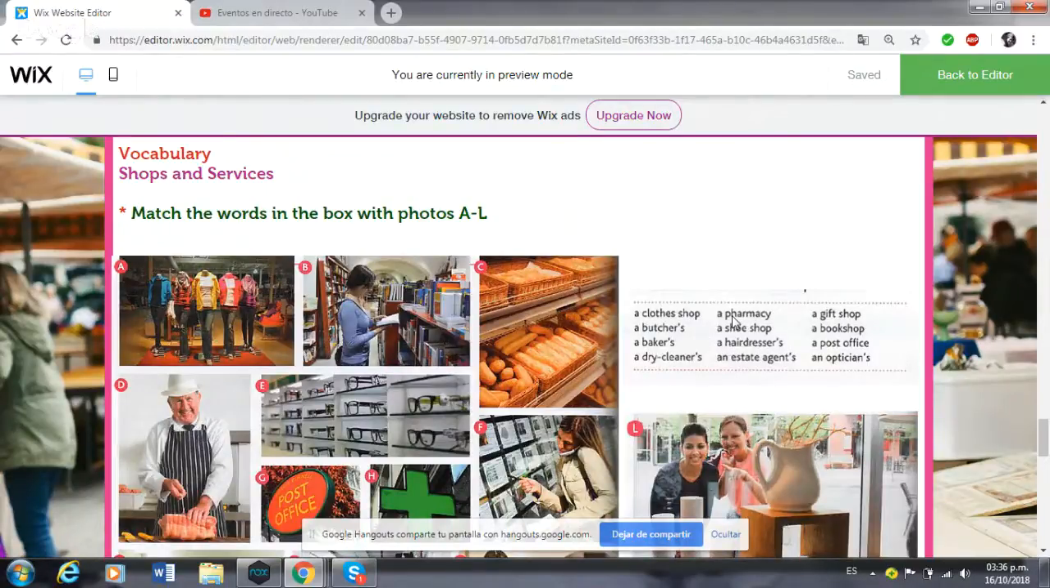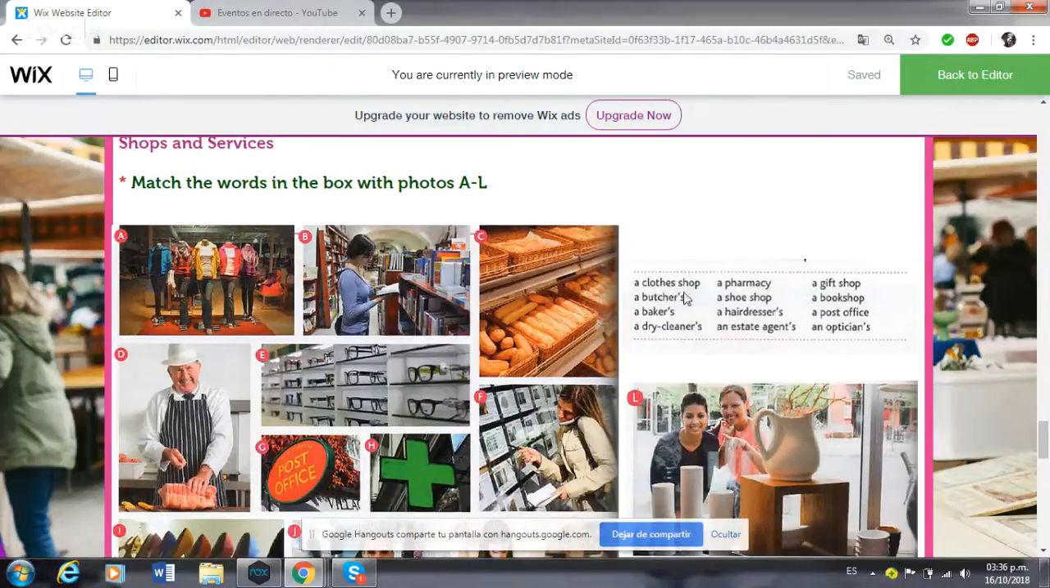A closed shop. What do you think? What is the correct photo for each word, or for each place, no? What do you think? A closed shop. A, B, C, D, E, F, G, H, I, J, K, L, and so on.